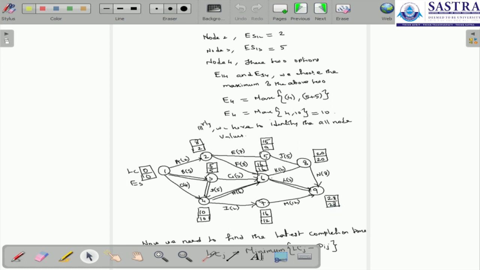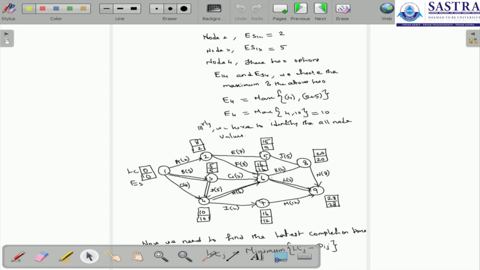So this is how the early start time is constructed. The early start time is denoted as ES. And the same kind of work is completed for the latest completion time. Here it is the latest completion time.